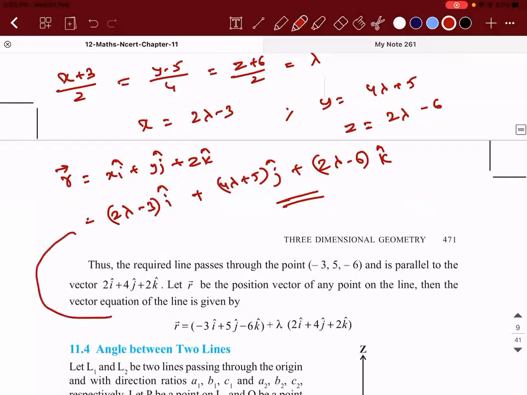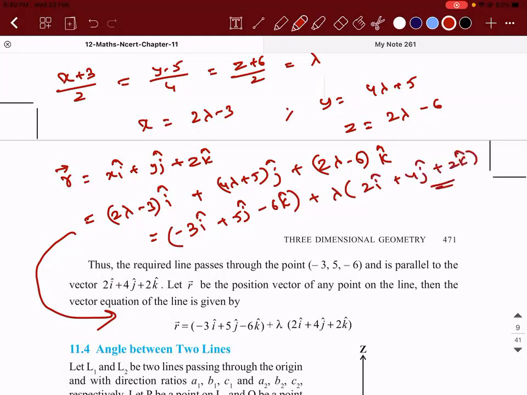Are you able to understand what is the difference between this and this? Generally, when they present it, they try to separate that lambda and write it. So to put it in simple terms, I can write it as minus 3 i cap plus 5 j cap minus 6 k cap plus, collecting all the lambda terms, lambda into (2 i cap plus 4 j cap plus 2 k cap).